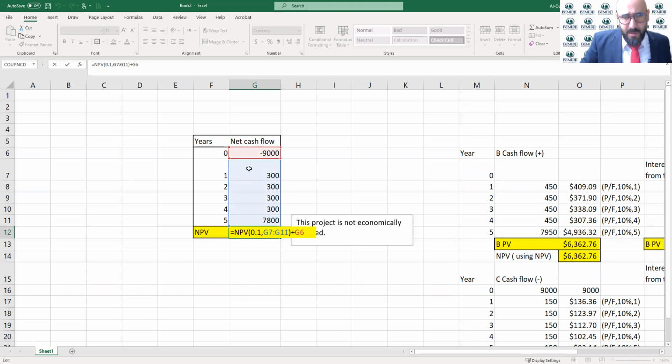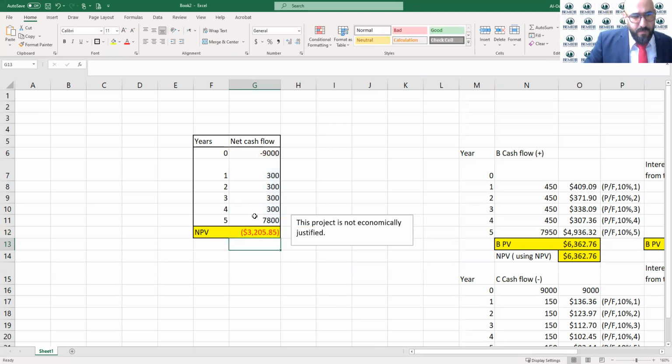A common mistake that my students make every time is they consider all the cash flow from year 0 to 5. And this is wrong because year 0 is already in present format. So you don't include it in the NPV function. Therefore, what you do is add it manually outside the function.